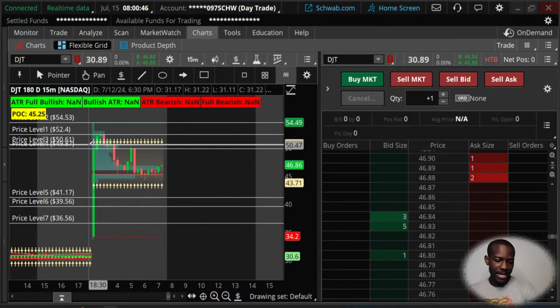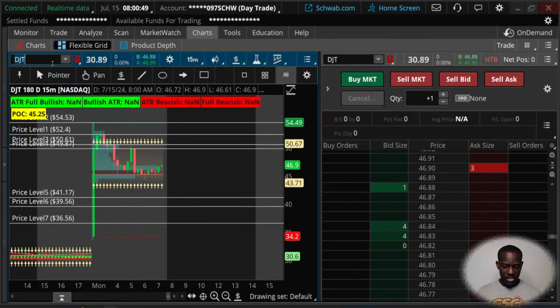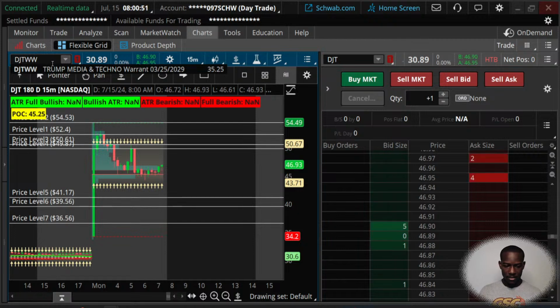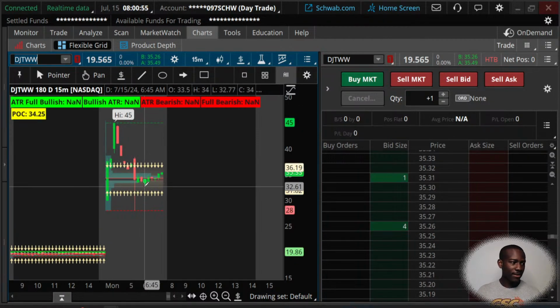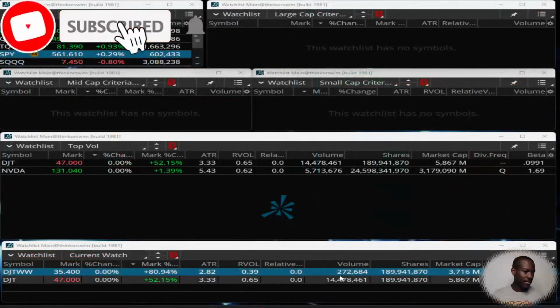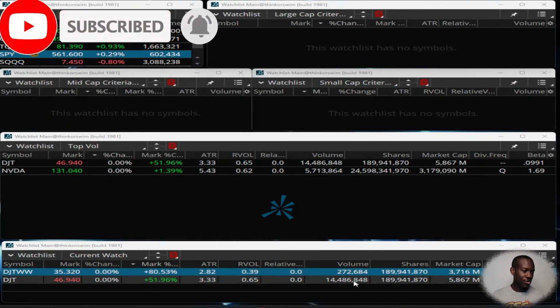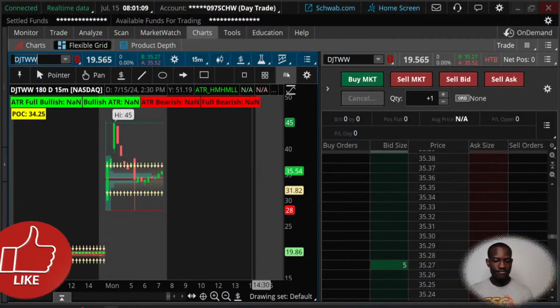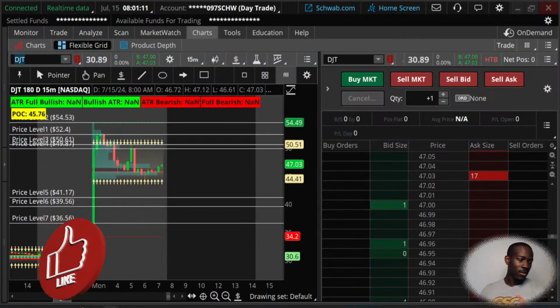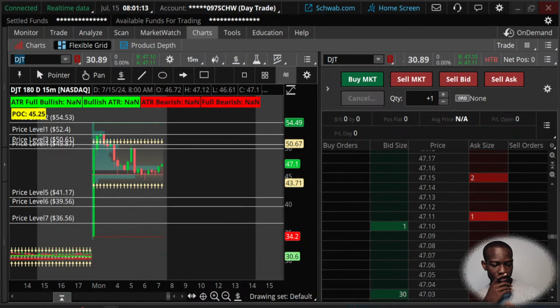Looking back at the 15-minute, let's jump over to DJTWW, the warrants, which kind of looked like they were gapping around. Not as much volume. Yeah, not a lot of volume at all. Looking over here on the scanners, only 200,000 shares traded. So everybody is actually focused on DJT. Let's see what happens here.